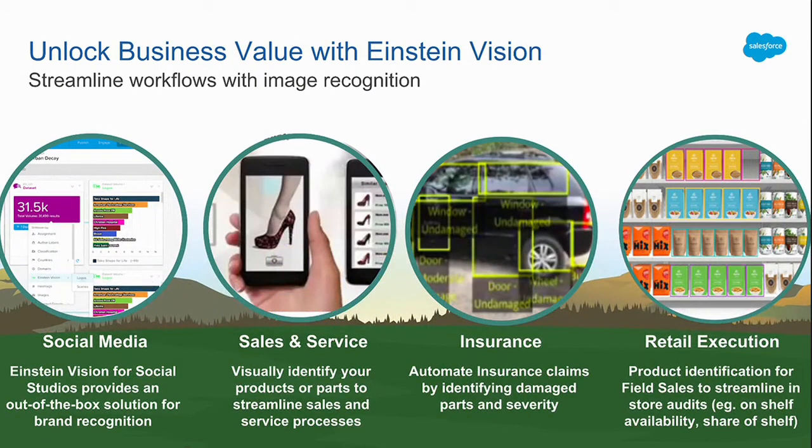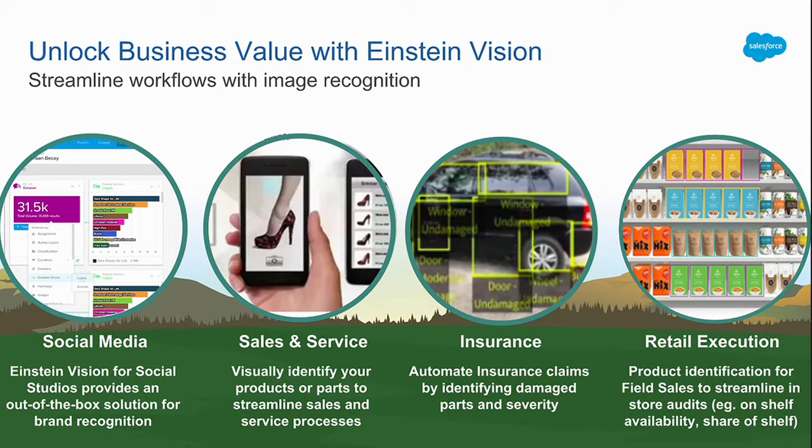And with these services, we're seeing customers unlock value across multiple industries. In Vision specifically, we're seeing people use it for brand recognition in social media. It's provided as an out-of-the-box solution in Einstein Vision for Social Studio. We're seeing customers use it in sales and service, identifying products or parts to streamline their sales or service workflows. We're seeing it used in insurance, to detect damage or severity of damage in cars, homes, or other insurance use cases.